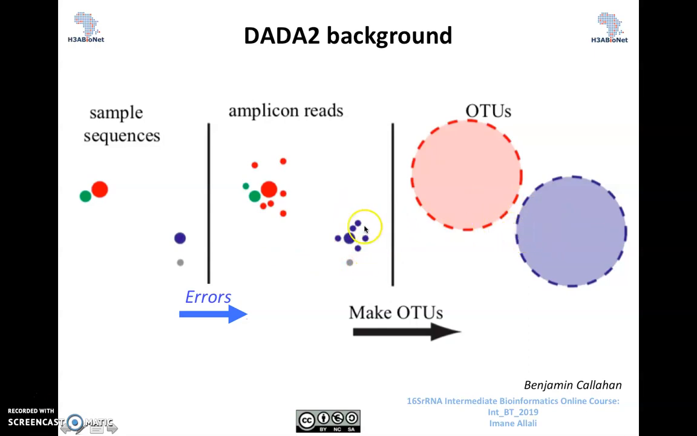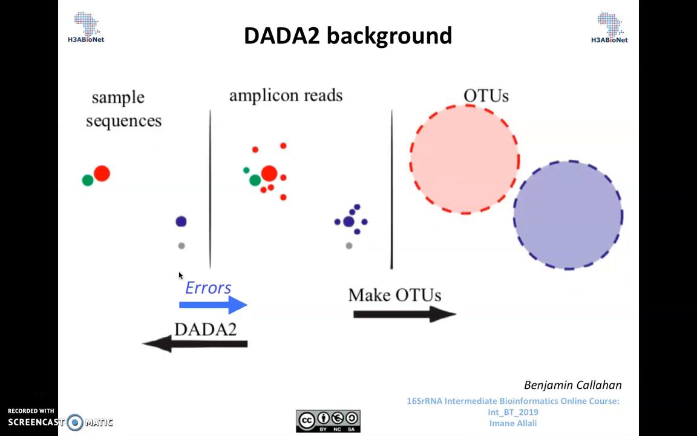Even though the red and the green sequences are from different organisms, as you can see here, the OTU picking will put them in one OTU cluster. And the same case for the blue and the gray sequences. So the DADA2 pipeline is trying to detect these errors before doing the picking or clustering of your sequences.